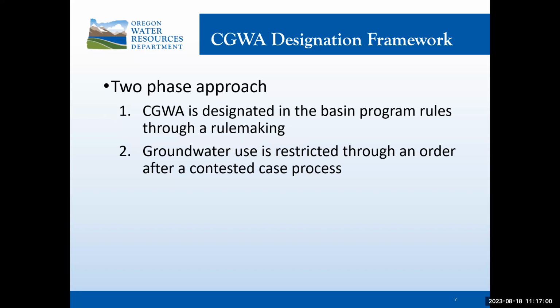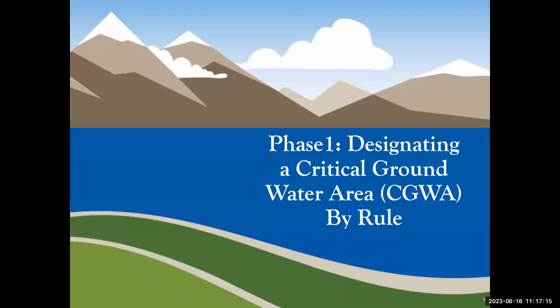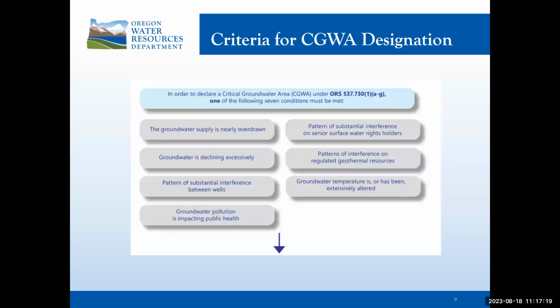So I'm now going to go through and break down the two phases here, and talk about what each phase does and how it's implemented. So phase one is designating a critical groundwater area by rule. In order to designate a critical groundwater area under the statutes, which is ORS 537.730, one of the following 7 conditions must be met.